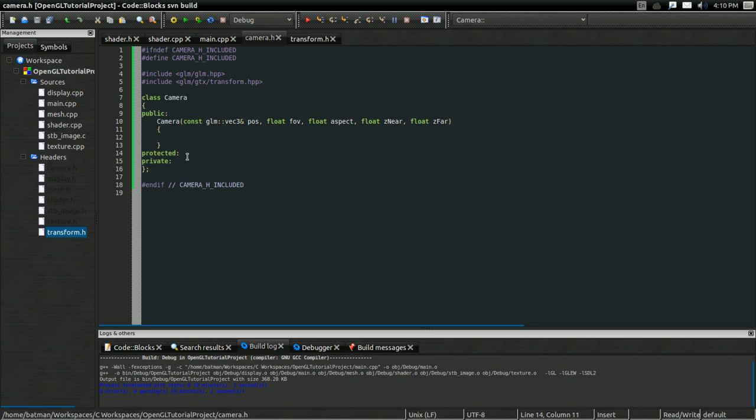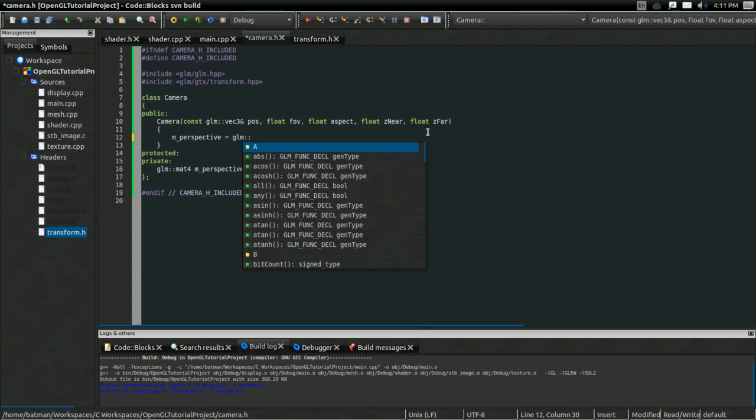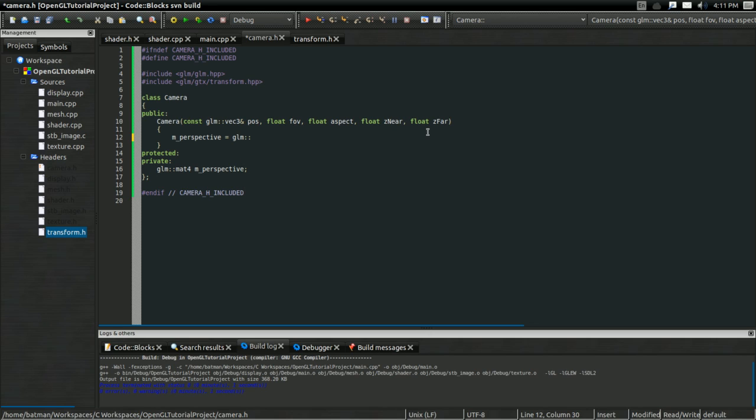Now for private, here's the sort of variables I'm going to have. My first variable is going to be a GLM mat4, matrix 4. I'm going to call it perspective. So this is going to be the perspective matrix. And my perspective is going to equal GLM perspective. And it takes in a field of view, an aspect, a zNear, and a zFar. So we can just pass those parameters in and leave it like that.